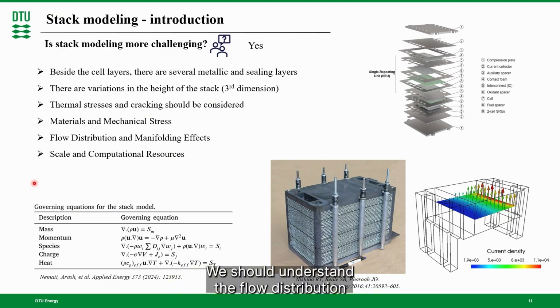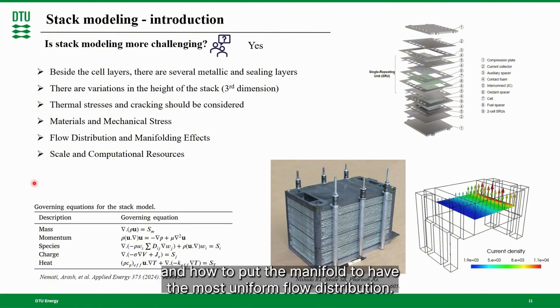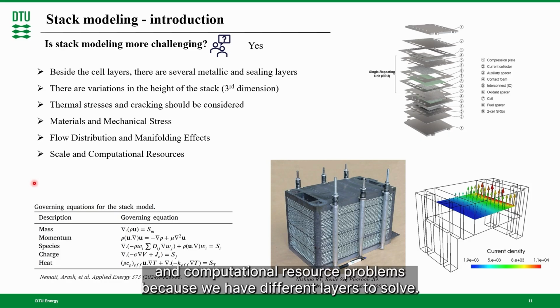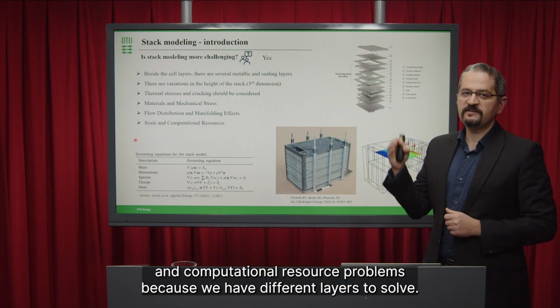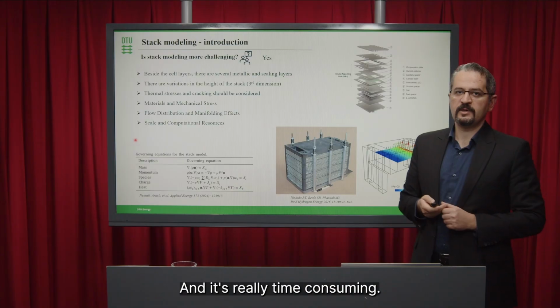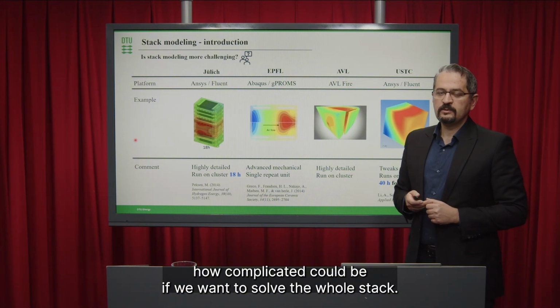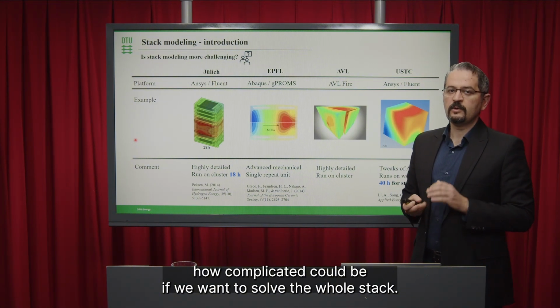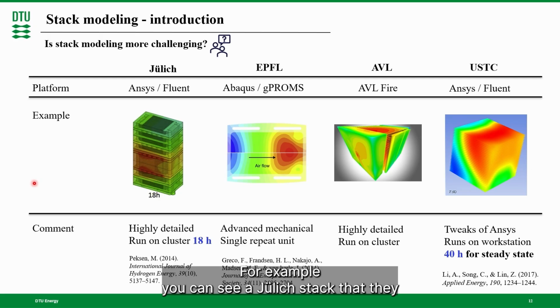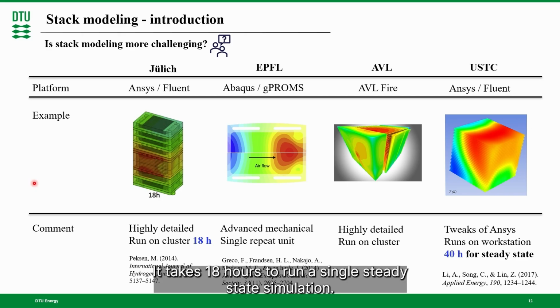We should understand the flow distribution and how to place the manifold to have the most uniform flow distribution. We also have scale and computational resource problems, because we have different layers to solve and it's really time consuming. So here I brought some examples of how complicated it could be if we want to solve the whole stack. For example, you can see a Jülich stack that they simulated in ANSYS, and on a supercomputer cluster it takes 18 hours to run a single steady state simulation.